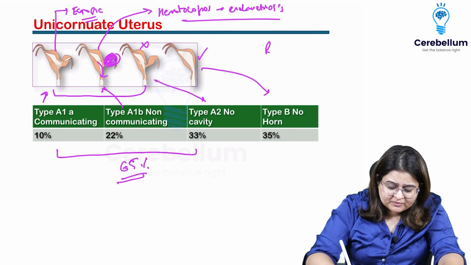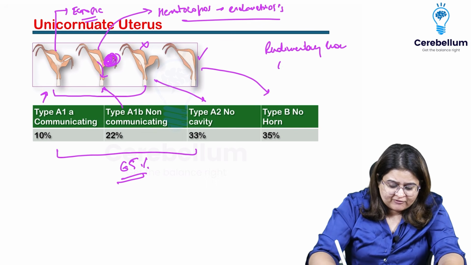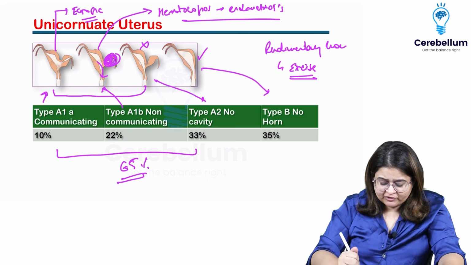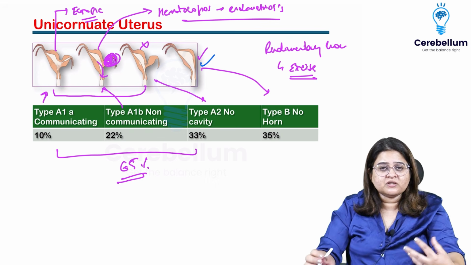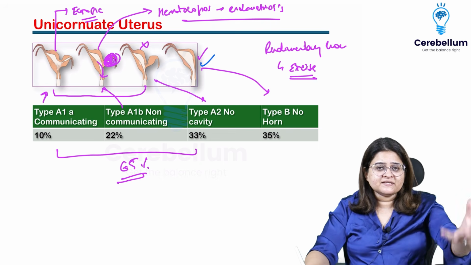Now, if you diagnose a rudimentary horn, you have to excise it. Either laparoscopically or by laparotomy, excision of the horn has to be done. Otherwise, per se, for unicornuate uterus, there is no evidence-based surgical management which can increase the size of the cavity.